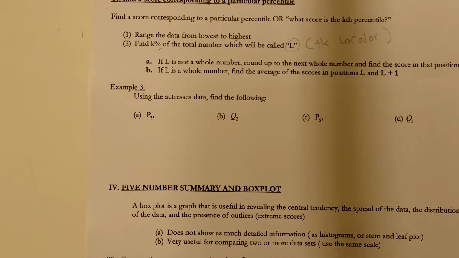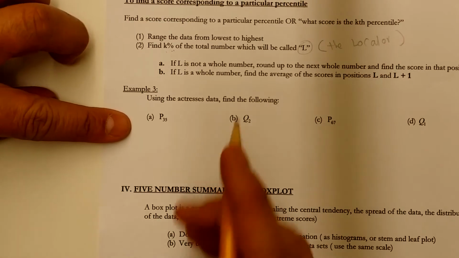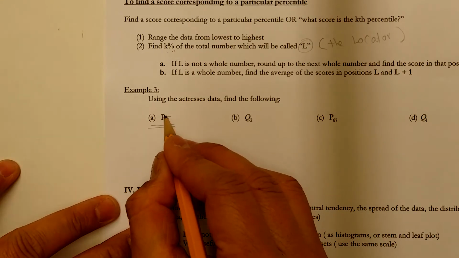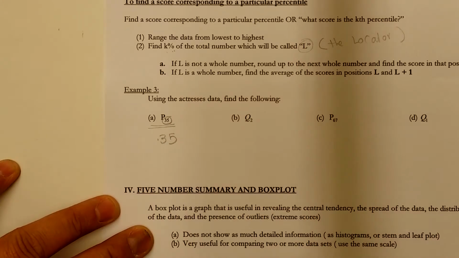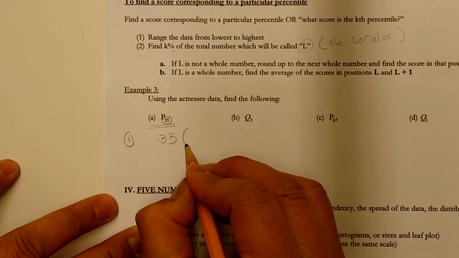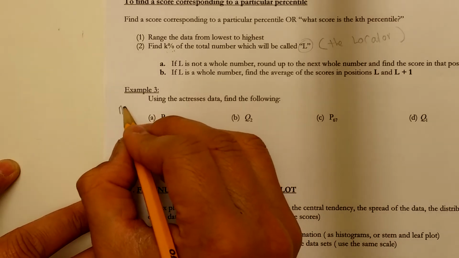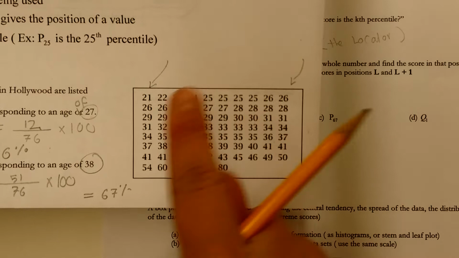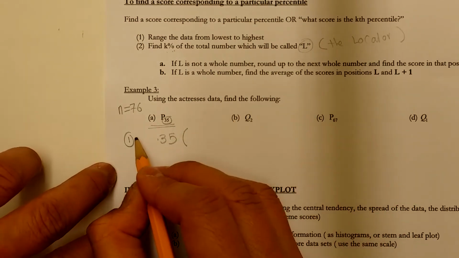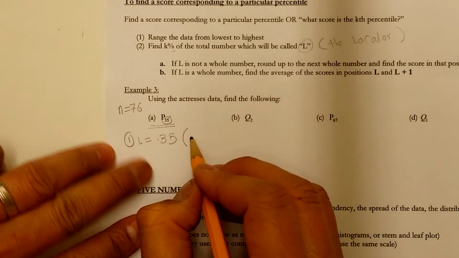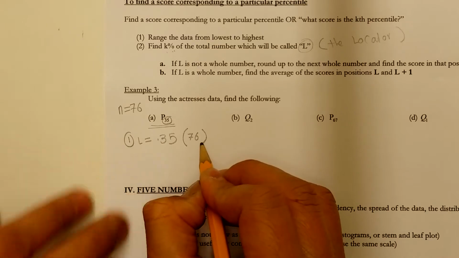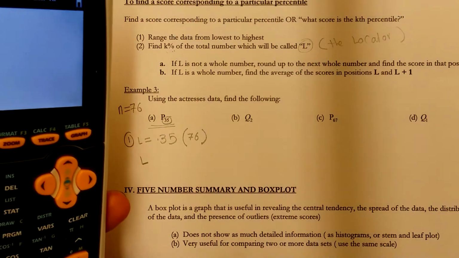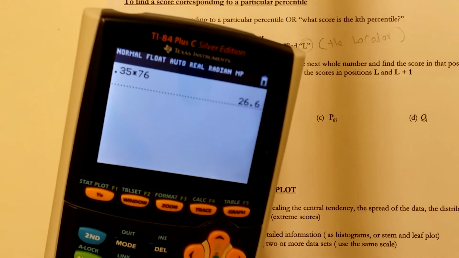Okay? So how do you find L, you might wonder? Well, to find L, we begin by seeing what we're looking for. So we're looking for the 35th percentile. Start by turning that into 0.35. Step 1, take 0.35 times the number of data that you have. In our example, we have 76 actresses that we want to study, so this table contains 76 samples. To find L, we multiply the percent by the number of samples in the study. L is 0.35 times 76. L comes out to be 26.6.